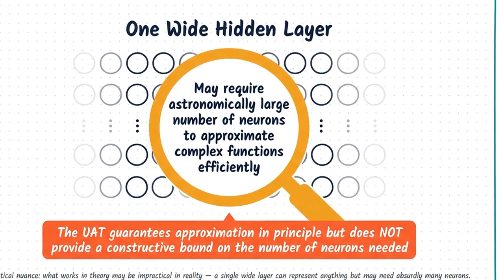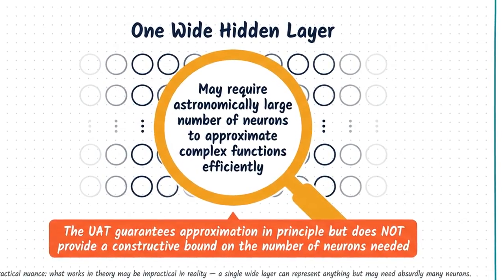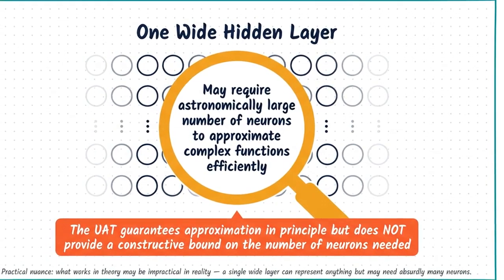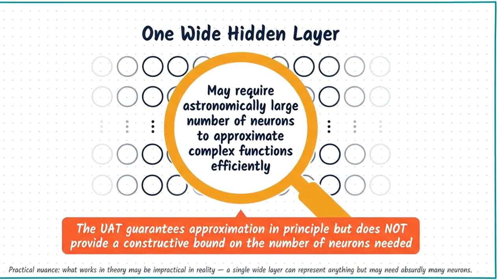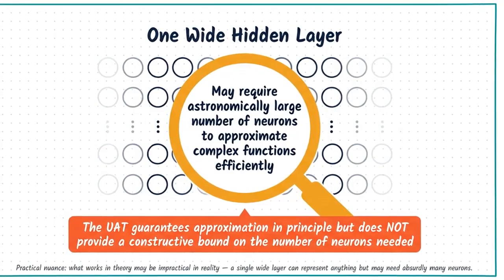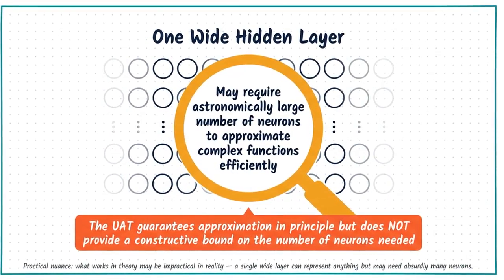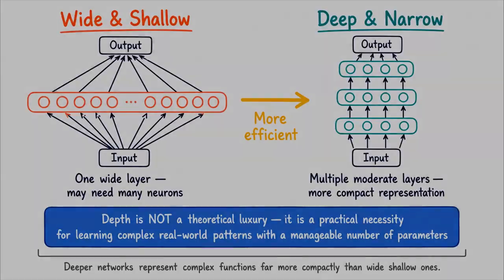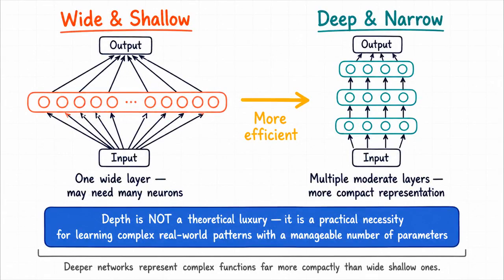Here is the practical nuance the theorem does not address. While one wide hidden layer can theoretically approximate anything, it may require an astronomically large number of neurons to do so efficiently. A deeper network with more layers, each of moderate width, can often represent the same complex function far more compactly. Depth is not a theoretical luxury. It is a practical necessity for learning complex real-world patterns with a manageable number of parameters.